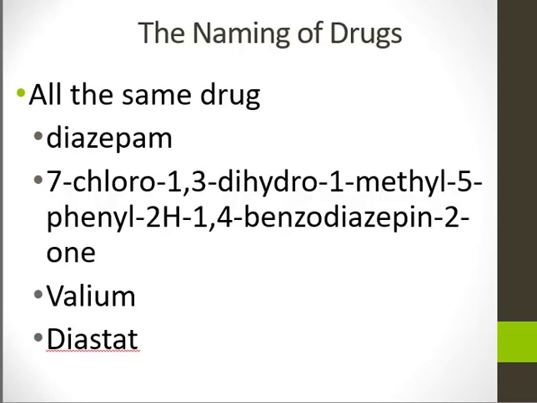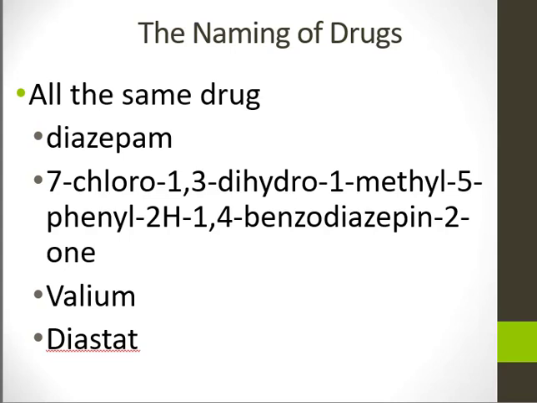So let's take a look at this next drug. This is all the same drug. This is a drug you may or may not have heard of. This is Valium. It's a benzodiazepine. It's a relaxant, an anti-anxiety medication. Its generic name is diazepam.